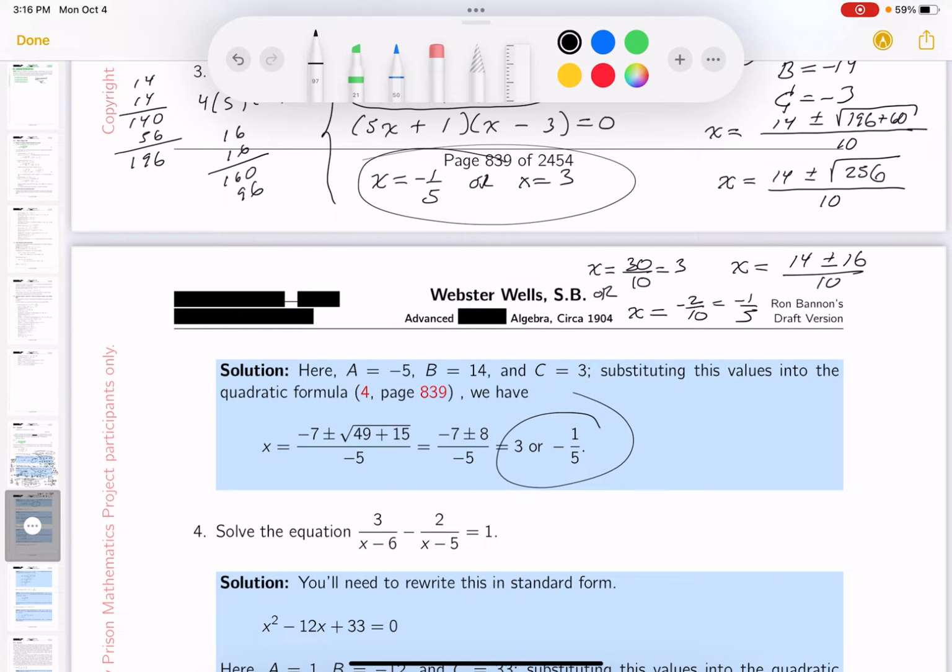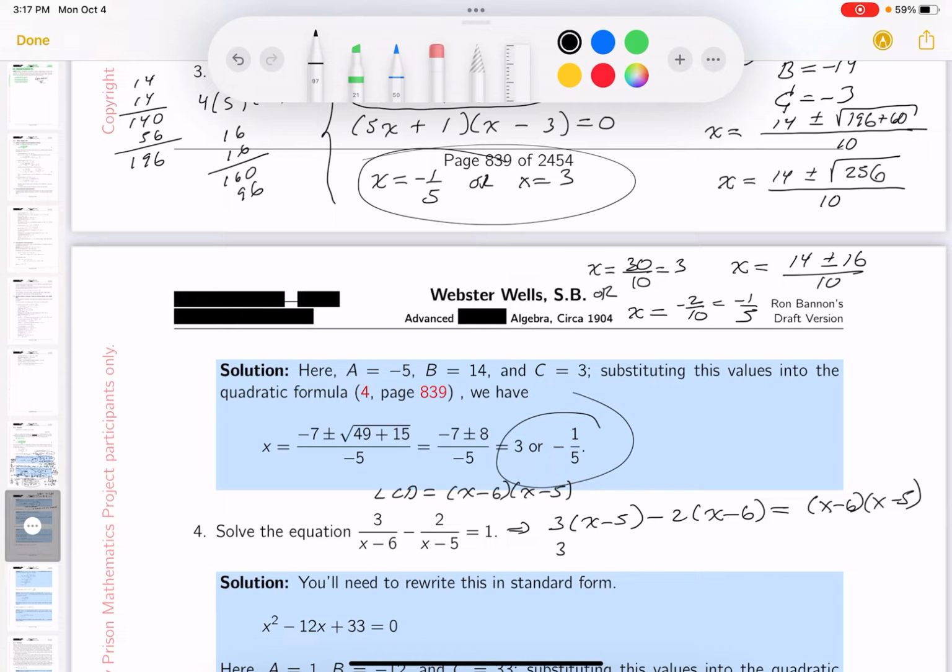All right, number 4, I'll be honest with you, it looks like, and someone says, how could that be a quadratic equation? Well, what I'm going to do is multiply both sides by the LCD. All right, what's the LCD? It's going to be x minus 6, x minus 5. Let's do that. What are you going to get? 3 times x minus 5 minus 2, x minus 6. On the other side, you're going to get 1 times x minus 6, x minus 5. Yeah, it's going to be some work.